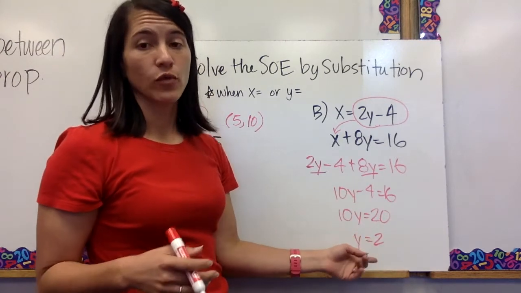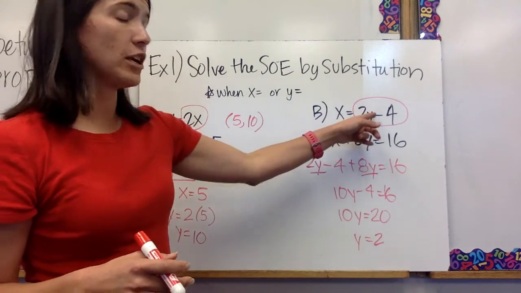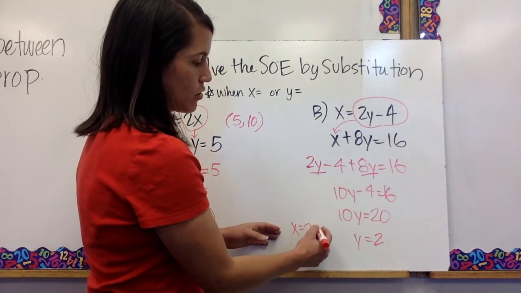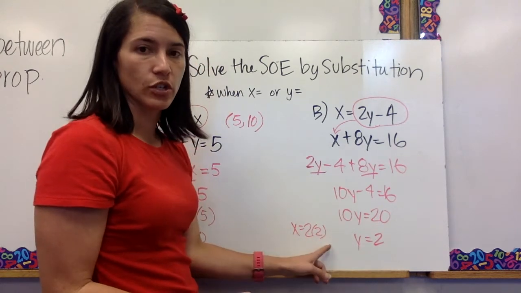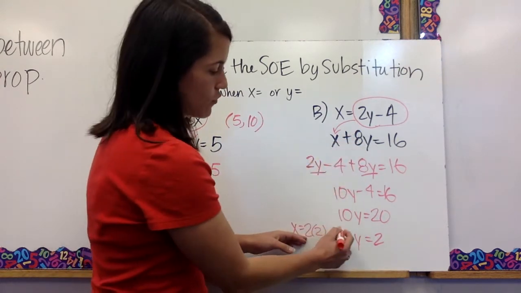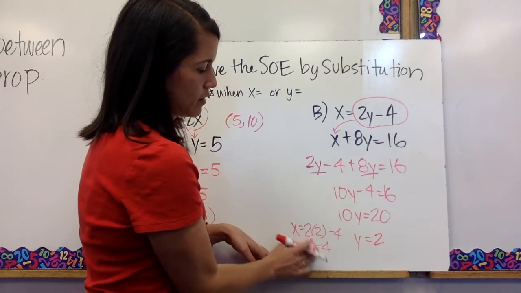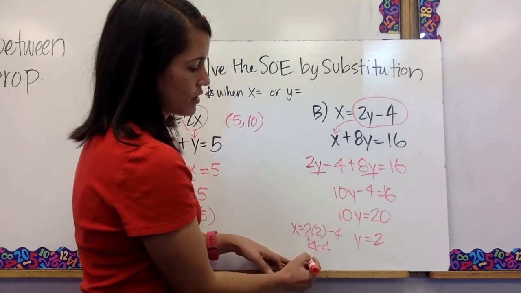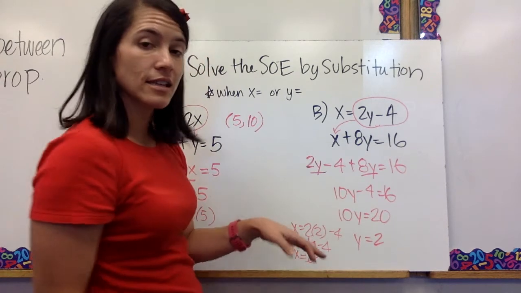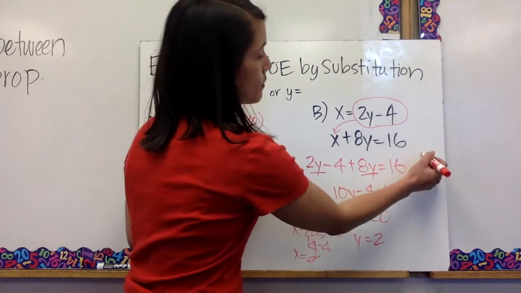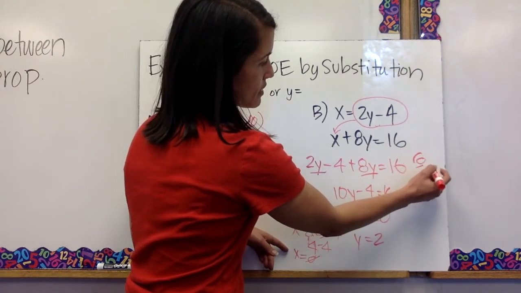Now I need to go to step 4 and I need to replace it. I'm going to go back up here and replace it into this equation. x equals 2 times y minus 4, and y is 2. So 2 times 2 is 4, 4 minus 4 is 0. So x equals 0. Now I have an x value and a y value, so my ordered pair is 0, 2.